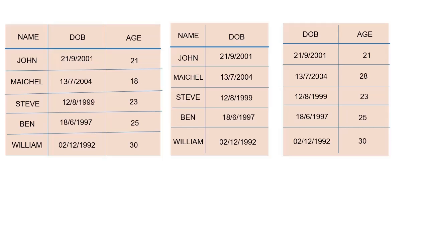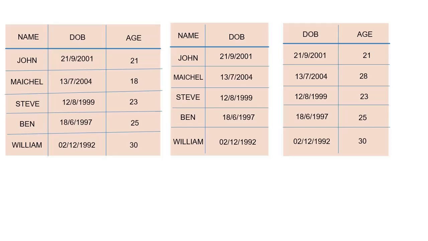Because the date of birth and age can be the same for 2 or more persons. So the date of birth or age cannot identify any particular row uniquely. So here the name identifies each row of this particular table uniquely. So the name is the primary key here. So now the date of birth and age are completely dependent on the name. So this table satisfies the second normal form.